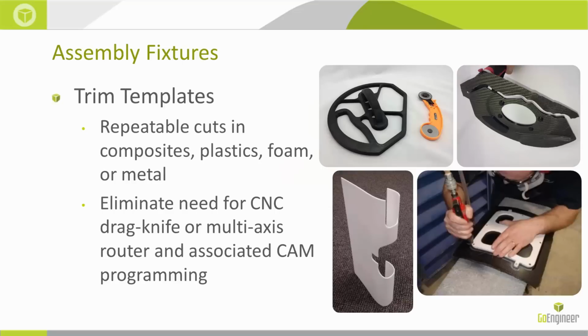So assembly category, starting with the trim templates. If you watched the composite tooling webinar, I touched on these a bit here. Trim templates are all about making repeatable cuts in composites, so things like carbon fiber or fiberglass or Kevlar fiber, plastics, foam, or even metal. The reason you would use a trim guide is to make, again, precise cuts, but really to eliminate the need for, say, a drag knife machine or a multi-axis router. Because if you can avoid using those, it's less machinery you have to buy, especially if you already have the 3D printer for prototyping purposes. But also you avoid the amount of time that would be required for the CAM programming.